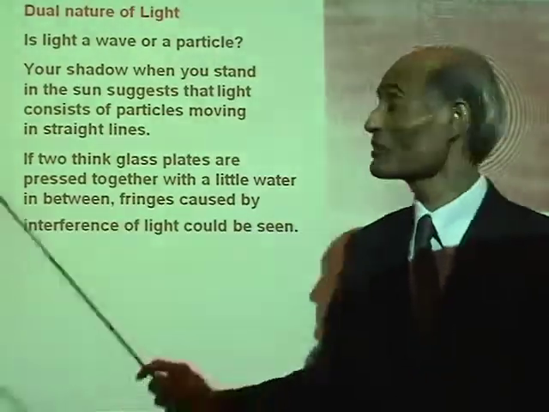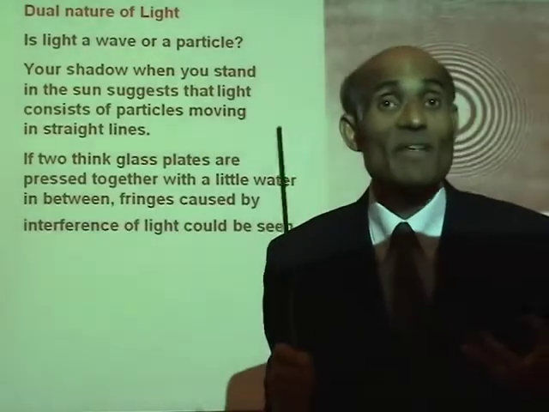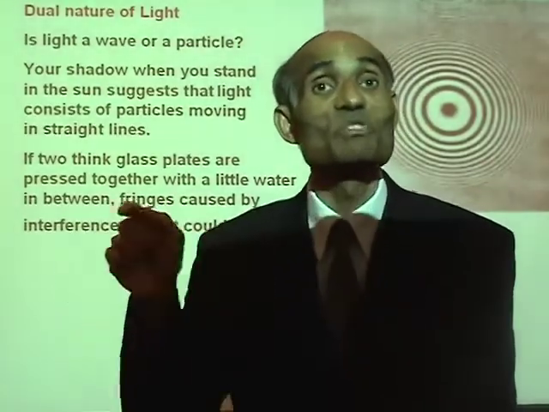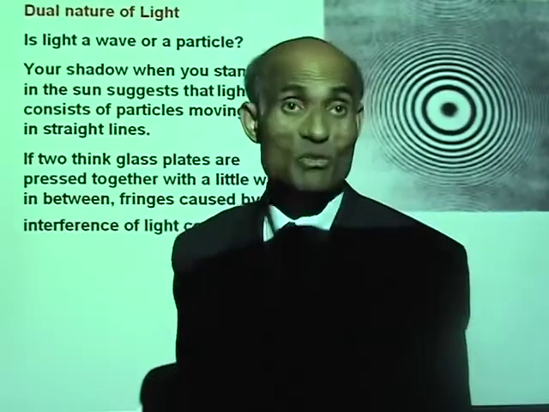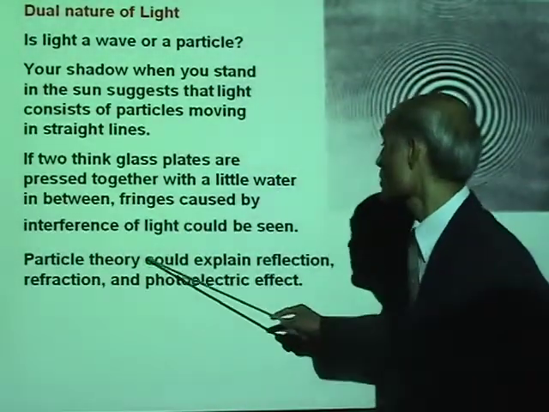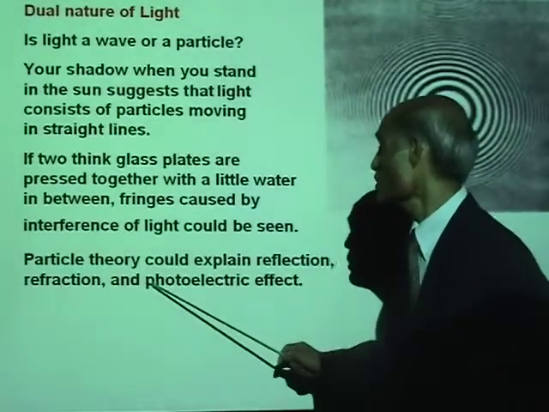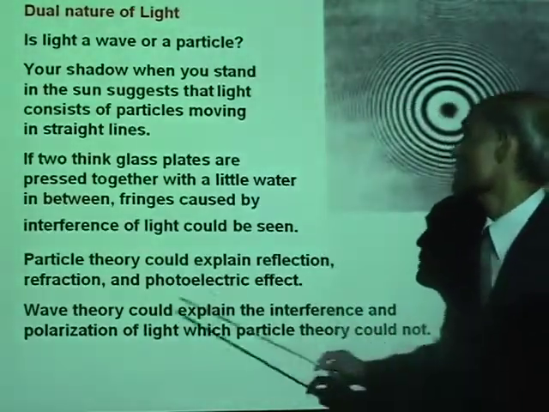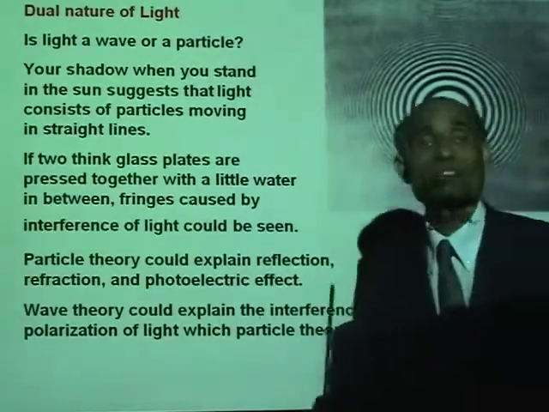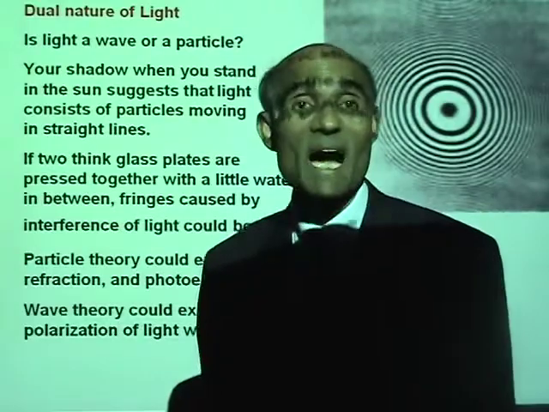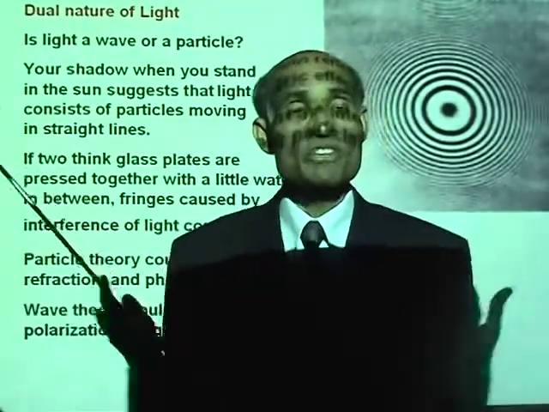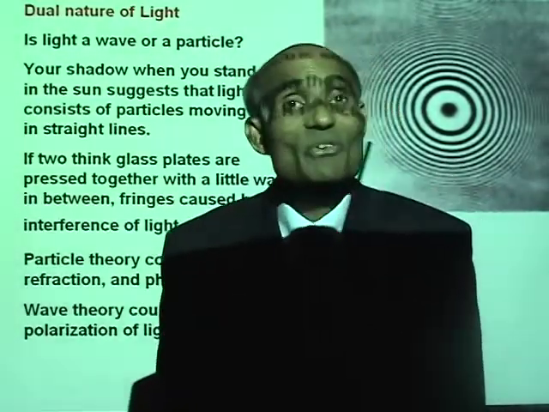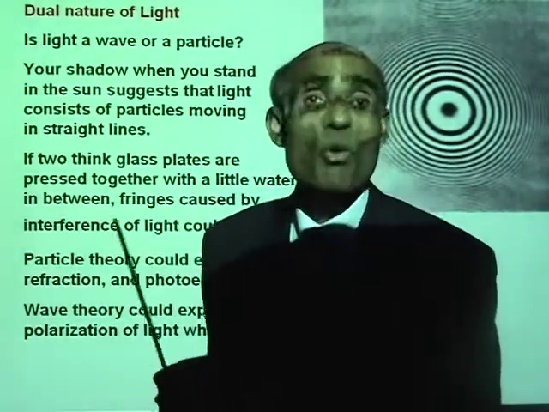Now, what does this suggest? This suggests that light is a form of wave, because only waves can produce this effect. Are we therefore ready to answer our question? Well, particle theory could explain reflection, refraction, and the photoelectric effect. Wave theory could explain the interference and polarization of light, which particle theory could not. So now the task of a scientist, a physicist, is to bring it all together to come to a compromise theory. And the compromise theory is actually worked out by the quantum theory.